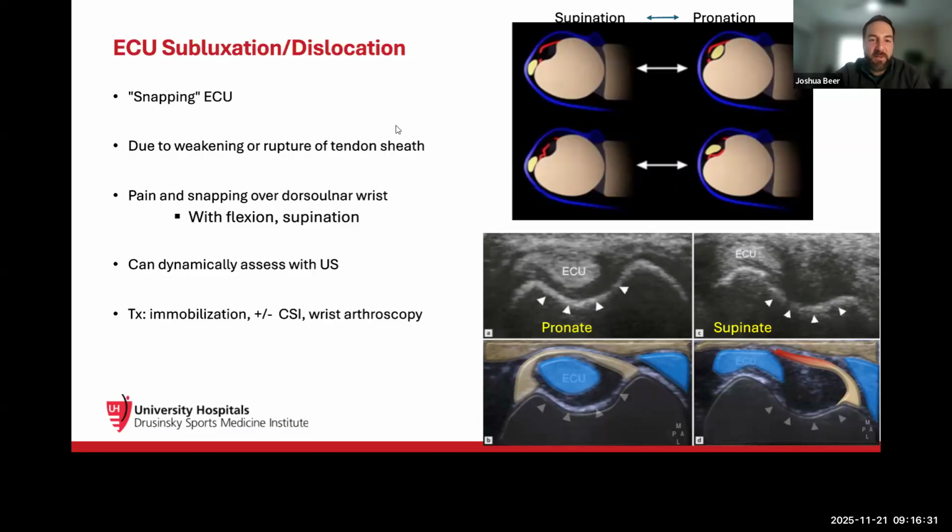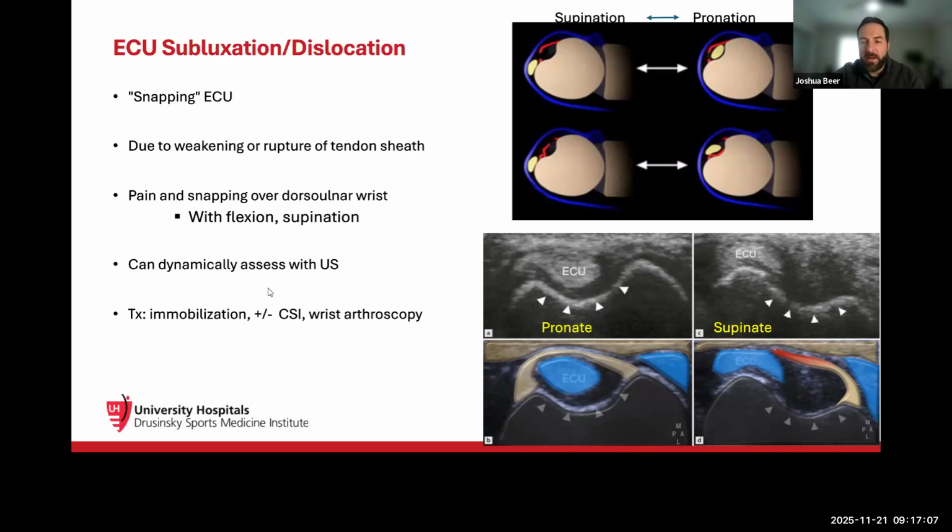Patients will complain of a snapping sensation. They'll reproduce it for you in clinic, where they'll pronate and supinate the wrist, and you'll see the tendon keep snapping back and forth. Wrist flexion and supination tend to aggravate the symptoms. You can dynamically assess this on ultrasound. Some pictures below show the ECU within that groove, and then as you move into supination, it will slide over the top and sublux, or, if it goes further, dislocate.